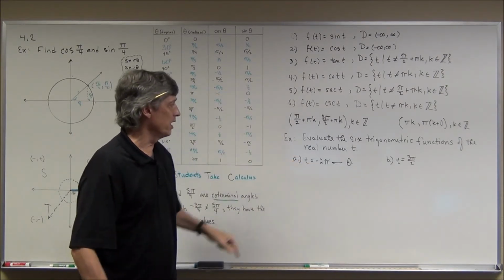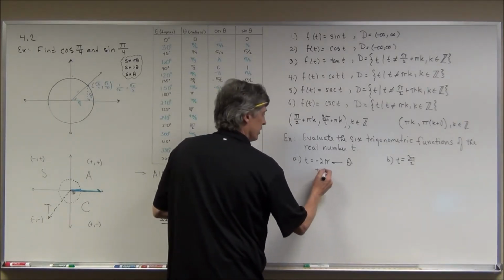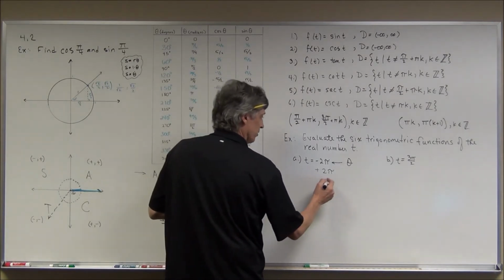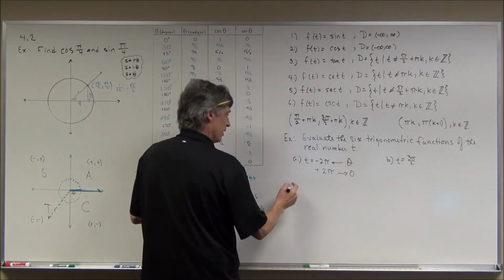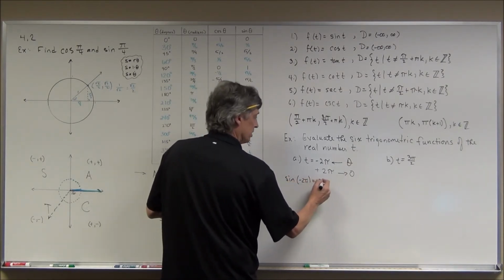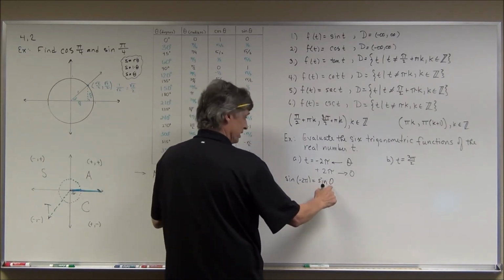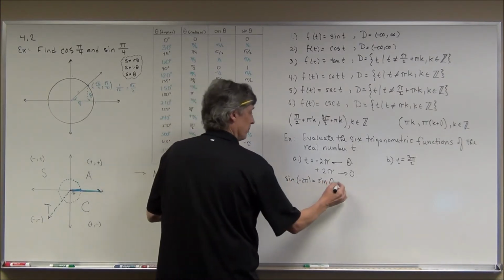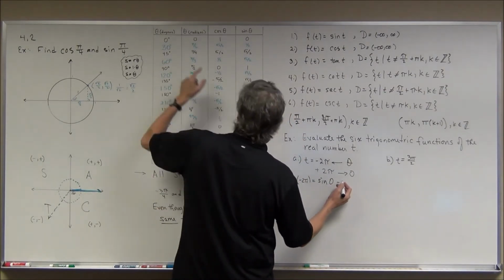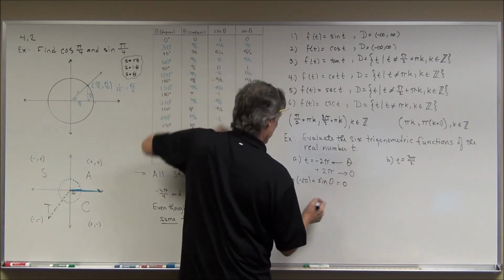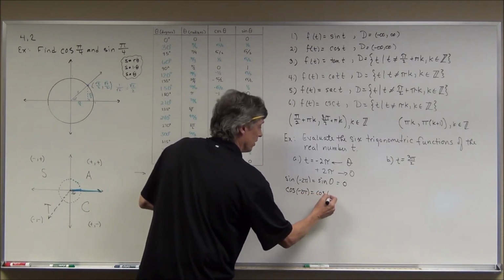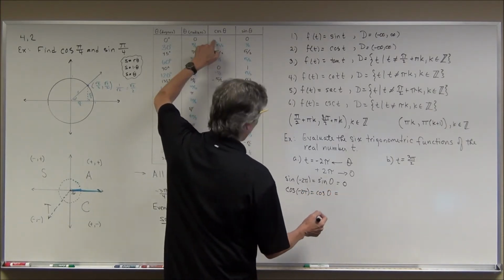But in this case, if I add on 2 pi to this, I get 0. So I'm going to say that the sine of negative 2 pi is equal to the sine of 0. Now I'm not saying that negative 2 pi is equal to 0. I'm saying their sines are the same. And then if I need to, I can look up here. I can see that the sine of 0 is, find it right up there, 0. The cosine of negative 2 pi would be the cosine of 0, which would be 1.